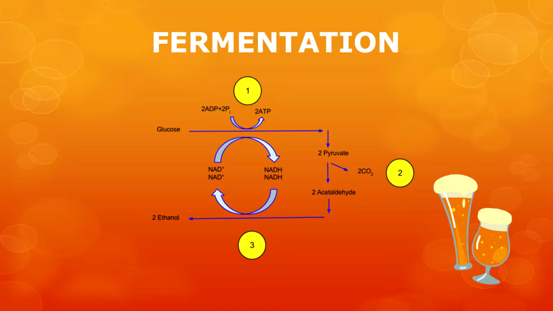As we can see here, glucose is first broken down into two pyruvate molecules. The two pyruvate molecules are then broken down into two acetaldehyde molecules, or actually they're called ethanal molecules, and that's where we get our carbon dioxide molecules in the process as waste products. We're going to focus on step 3 of this reaction, where acetaldehyde or ethanal is reduced to form ethanol, more commonly called alcohol.